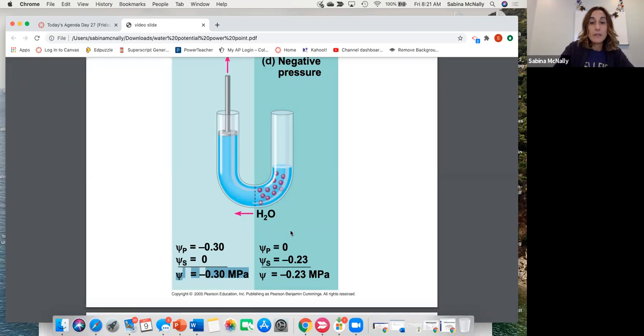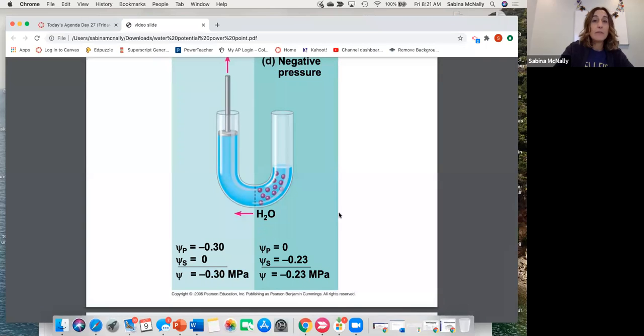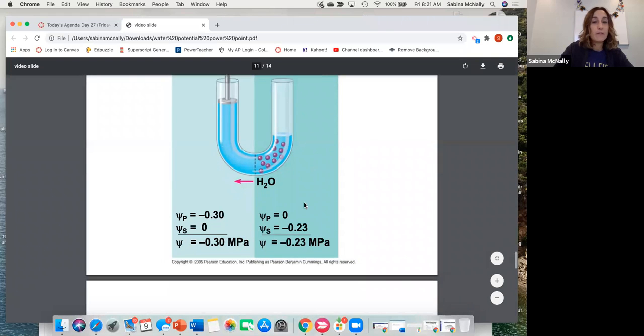So here you can see that it's moving that direction because remember, water always goes from high water potential to low water potential. And this is where it gets confusing because it's negative. But this number here is larger than that number there. Okay. All right, you good?